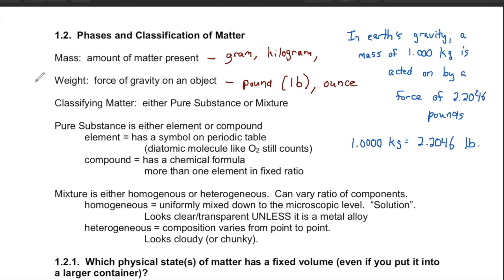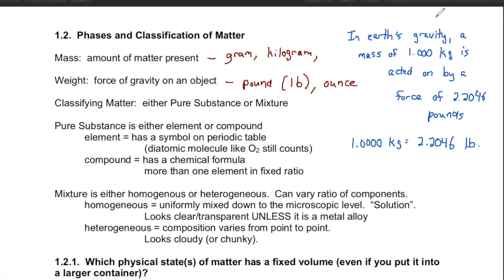Your weight can change if you are in outer space or on the moon or on Jupiter, but your mass would not change. Mass would be measured in grams, kilograms, so the metric system focuses more on mass. Weight is what is measured by the old English system of pounds, ounces.